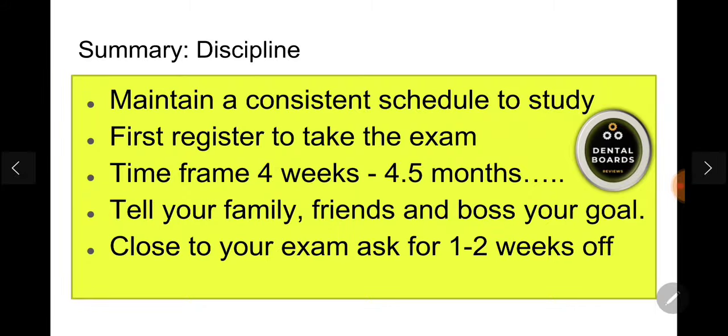Now, the summary of this is make sure you maintain a consistent schedule to study. So if you study every day, Monday through Friday, make sure that's what you do. And Saturday you can be with family. Whatever schedule you need to set, make sure you're consistent doing it. And first, you need to register for the exam so that you can have a deadline. And then the time frame we said about 4 weeks for the people who are studying in the US, and 4.5 months for international graduates.